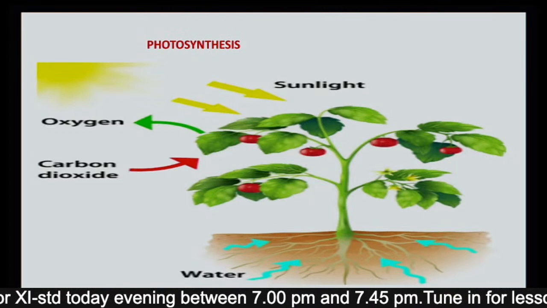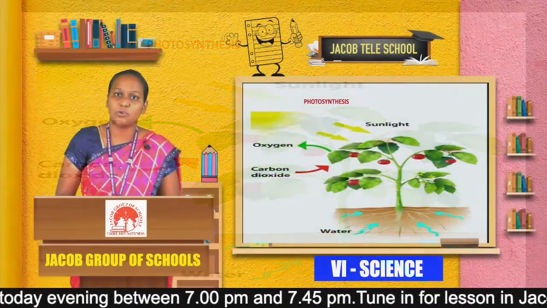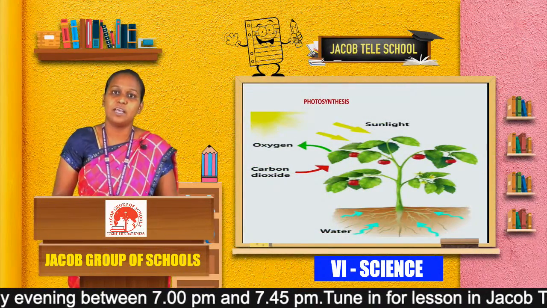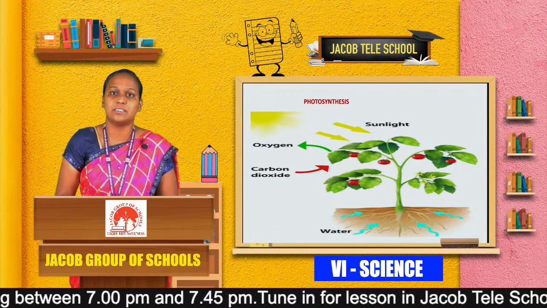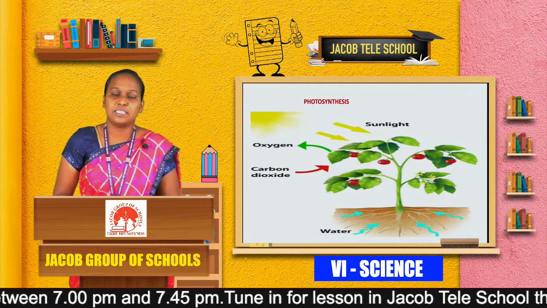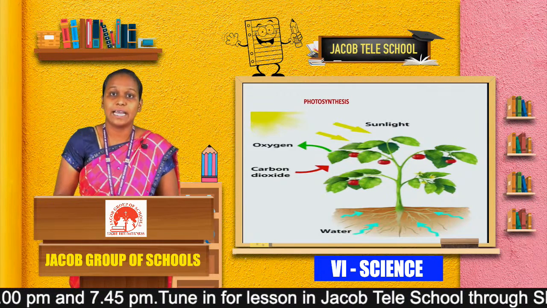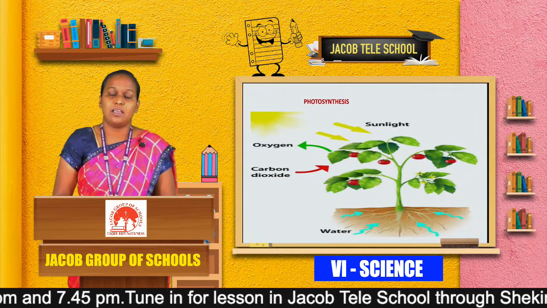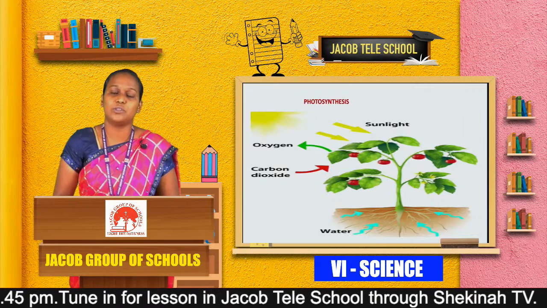Our body is made up of cells. Like that, plants also have cells. Plants are made up of cells, and cells have cell organelles. One of the cell organelles present in plants is chloroplast. This chloroplast contains chlorophyll. Chlorophyll is a green pigment which gives the green color to the leaf.